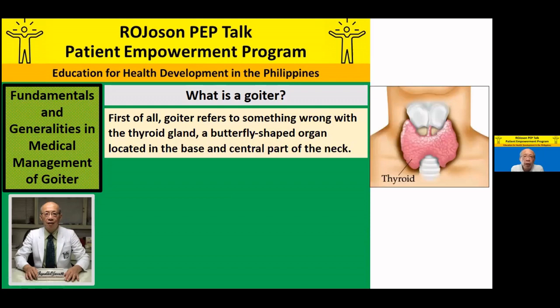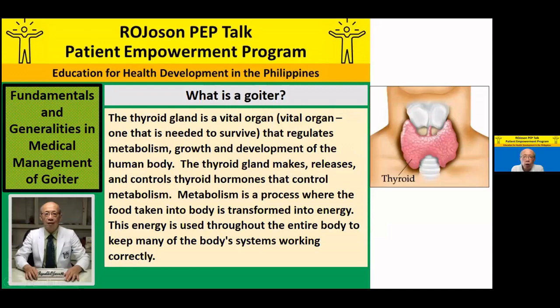First of all, goiter refers to something wrong with the thyroid gland. Okay? And the thyroid gland is the butterfly-shaped organ located in the front and on the base and central part of the neck. The thyroid gland is a vital organ. When you say vital, it's one that is needed to survive. So you cannot live without a thyroid gland. This thyroid gland regulates metabolism, growth, and development in the human body. The thyroid gland makes, releases, controls thyroid hormones that control the metabolism. Metabolism is a process where the food taken into the body is transformed into energy. This energy is used throughout the entire body to keep many of our body systems working correctly.